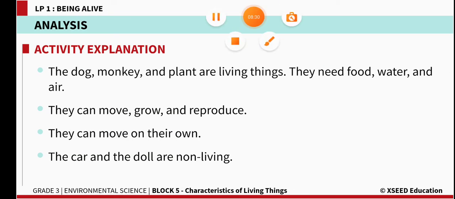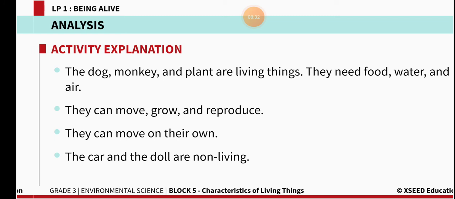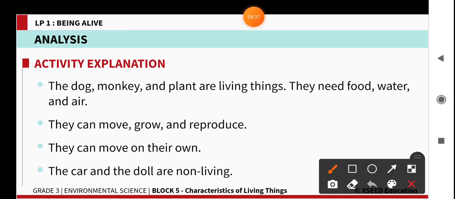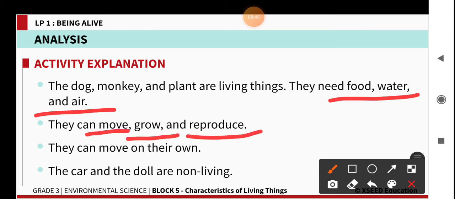Living things need water, living things need food, and living things need air. So, whenever they are using all these three, they are living things. You can identify them as living thing. And living things can move, can grow, and reproduce. And they are moving on their own. They have their own lifespan.